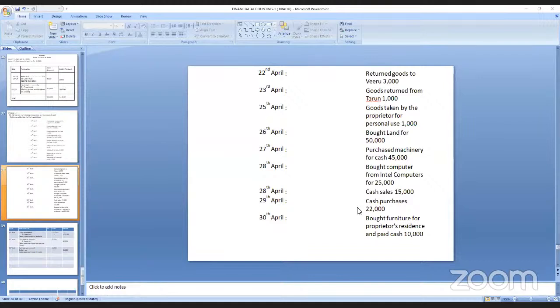Ma'am, 38th, please. Furniture account debit to cash account. Rahul, furniture account debit to cash account, because furniture is a fixed asset. Furniture account debit to cash account.